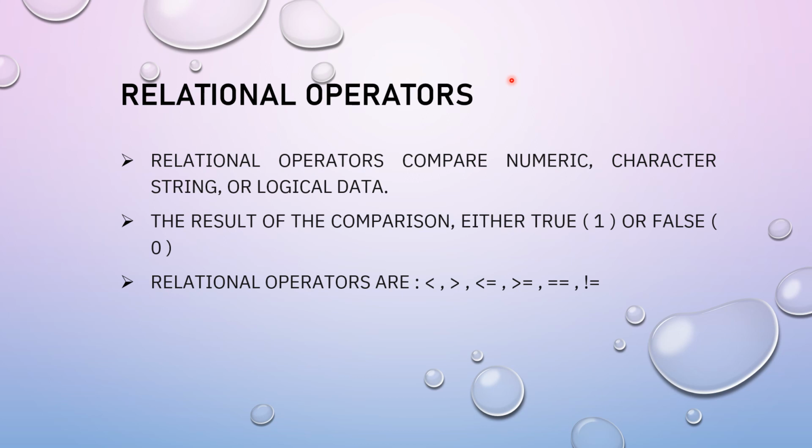In the previous video we have already studied arithmetic operators, and now it's time for relational operators. Relational operators compare numeric, character, string or logical data. Basically it compares two data, okay, and the result is either true or false, or we can say it gives the value 1 for true or 0 for false.